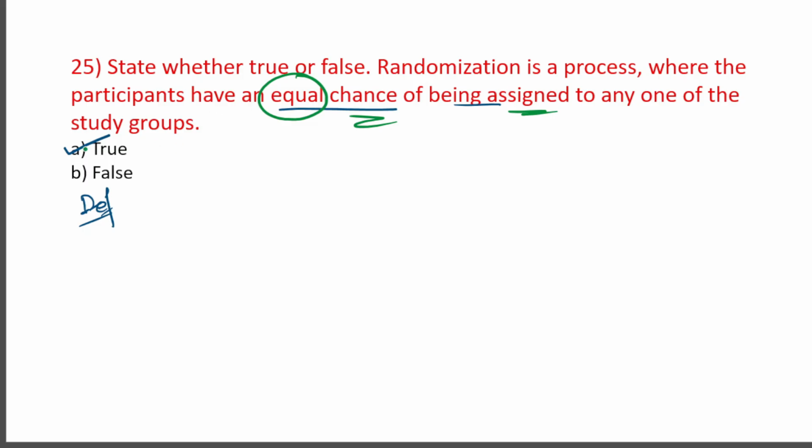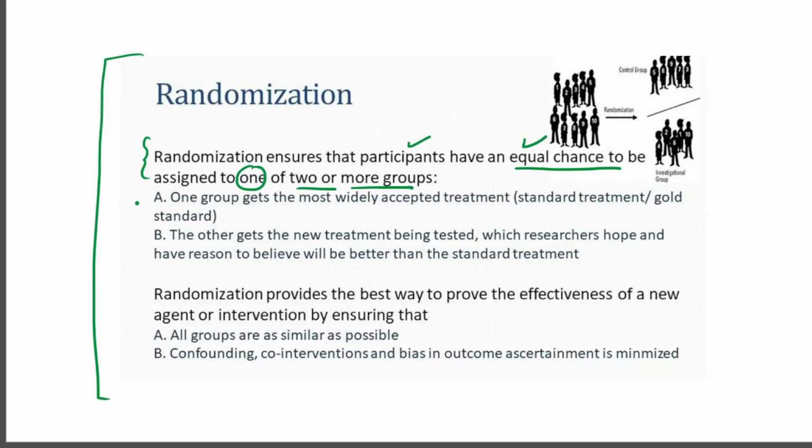So therefore, we took the answer as a true statement. Also, one group will get the most widely accepted treatment. The other group will get the new treatment being tested. So the second specialty of randomization is that it provides the best way to prove the effectiveness of a new agent or intervention by ensuring these two components.